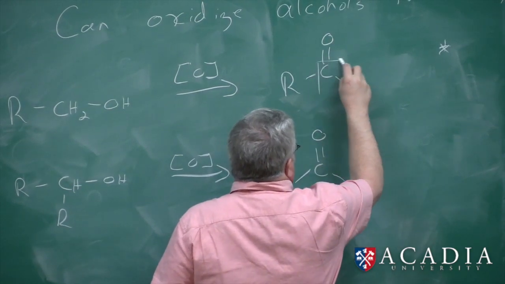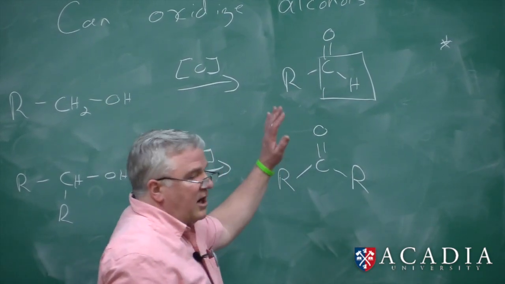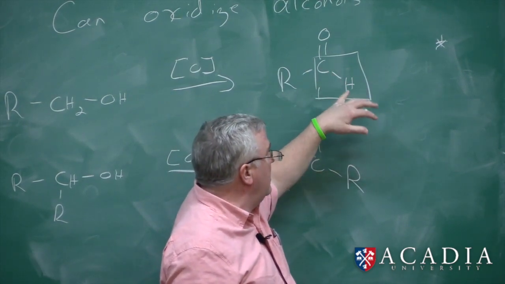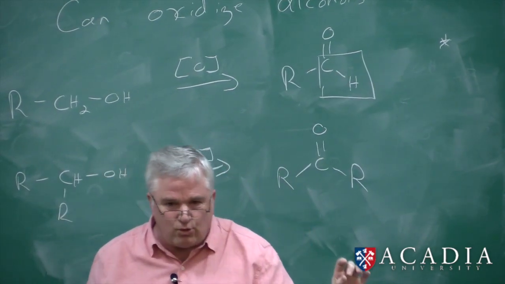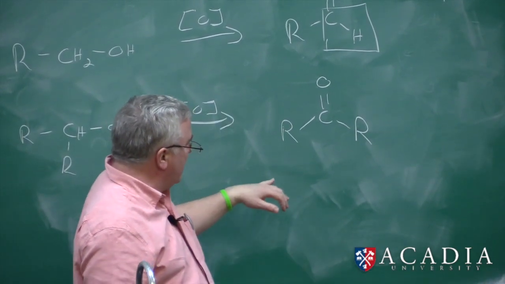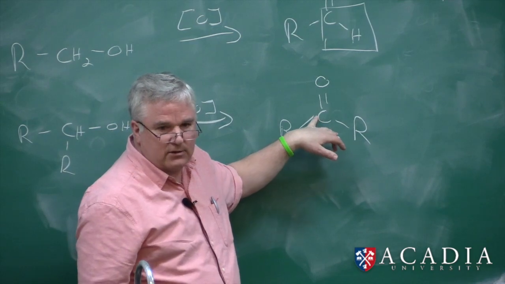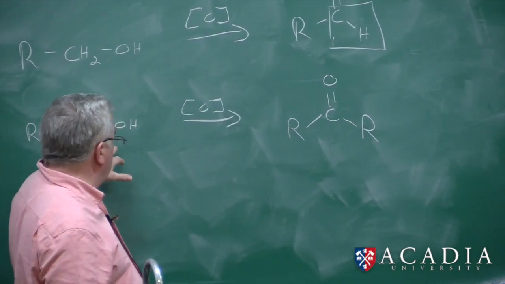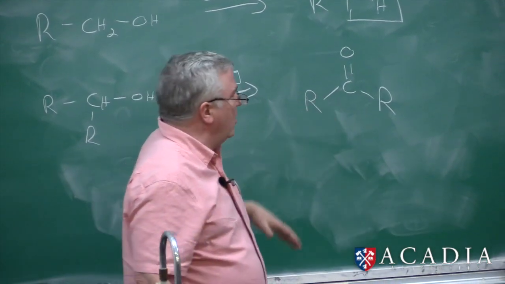Okay, don't forget the carbonyl carbon bonded to a hydrogen, that's what makes something an aldehyde. Notice in a ketone there's no hydrogen on the carbonyl carbon. That's the difference between an aldehyde and a ketone. Secondary alcohols get oxidized to give us ketones.